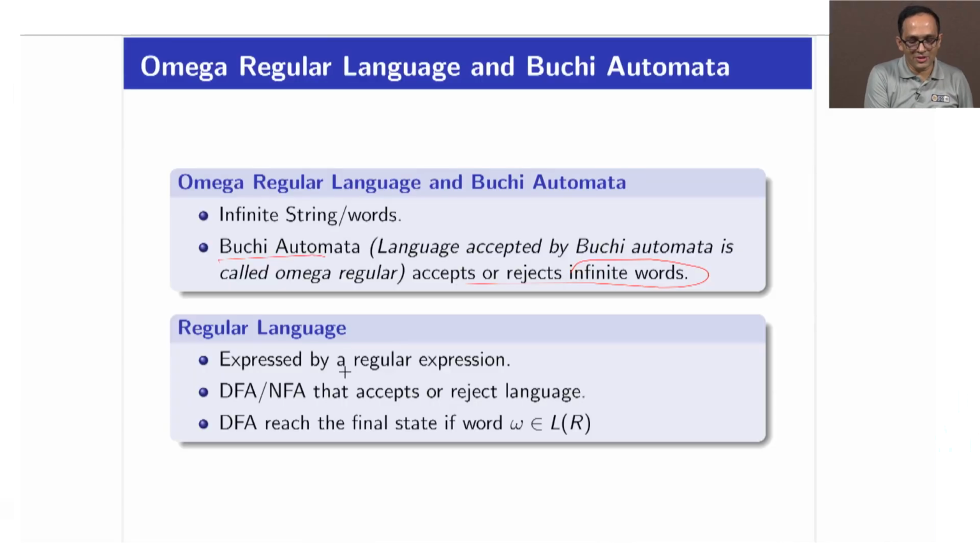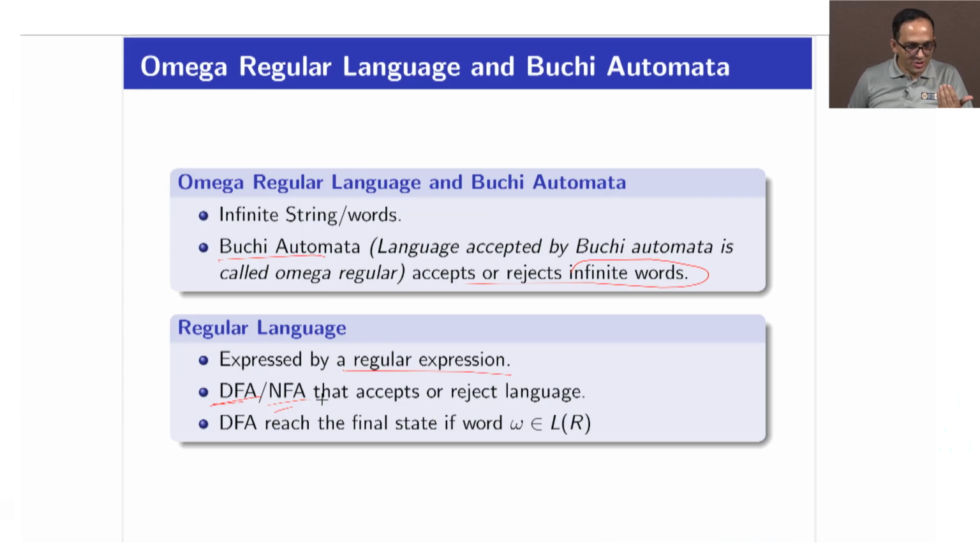We are mostly habituated with finite words, and we know the regular language, which is a set of finite or infinite number of finite words, represented by a regular expression. You have deterministic finite automata or non-deterministic finite automata that accept or reject that language, right. And we also know that NFA and DFA are equally powerful, right.